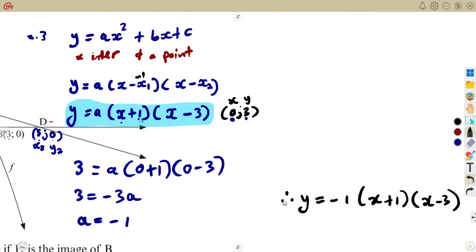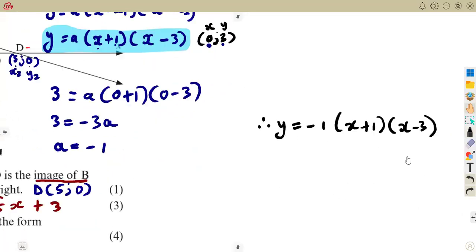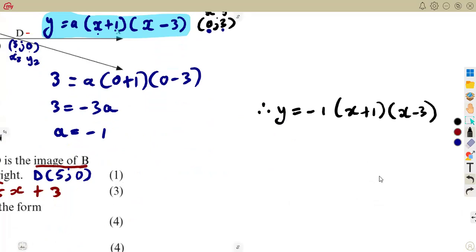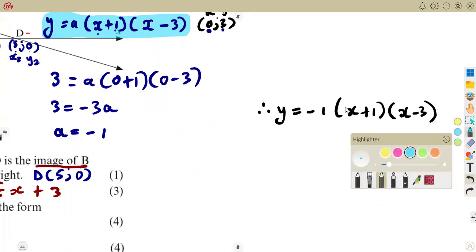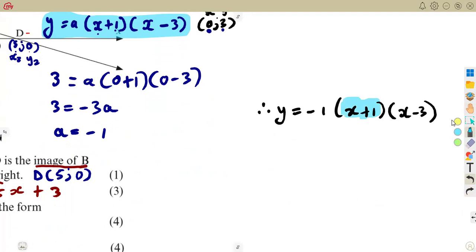But they said, in this format, is it what you're having? This format? No. How are we going to have this format of ax squared? It is by expanding the brackets. Remember your FOIL method. Expand the first bracket, then expand the second one.